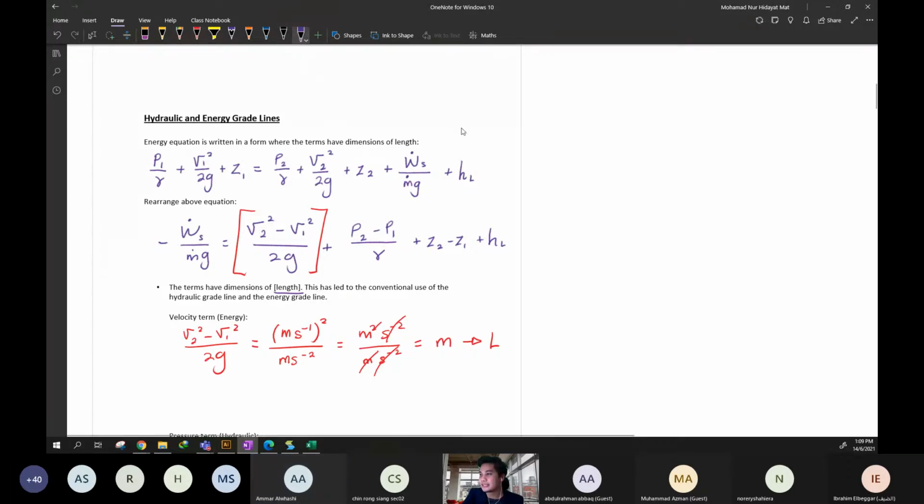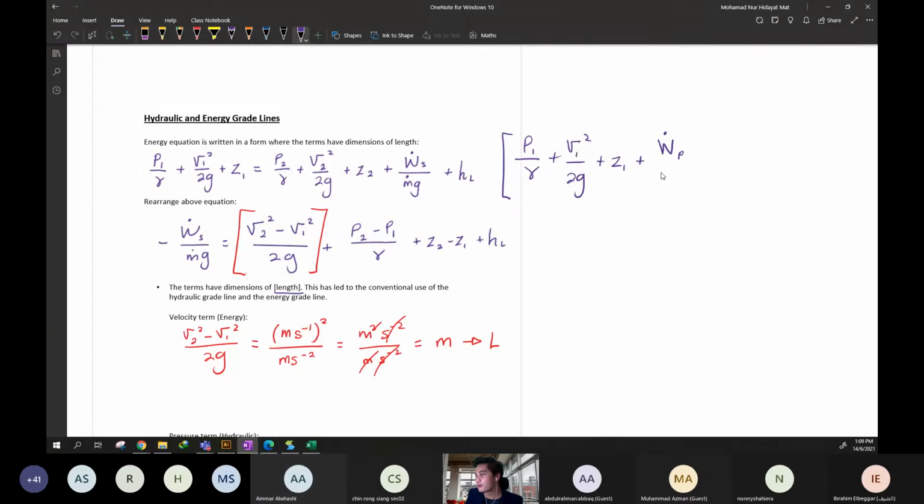Basically the complete equation, I believe you know, is P1 over gamma plus V1 squared over 2g plus Z1 plus another one, H pump. Okay, I want you to convert into W, work of the pump. Or you mean the full one? The full one.